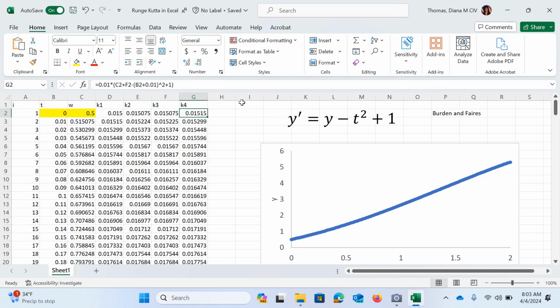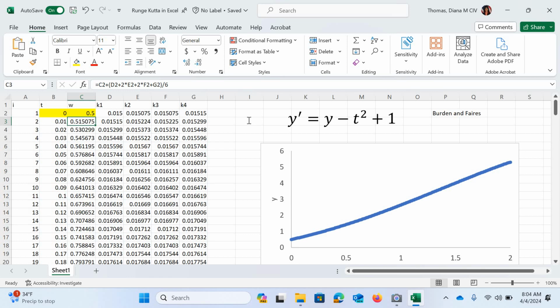And then this here, my P gets updated, and my new YN gets updated. So the YN is going to be that first formula I gave you. You take all the K's from the previous step, weight the two midpoint ones, and divide that by 6, and add it to your previous YN. And that gives you your new YN.